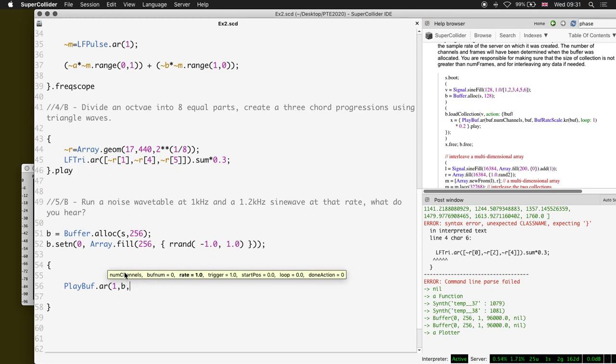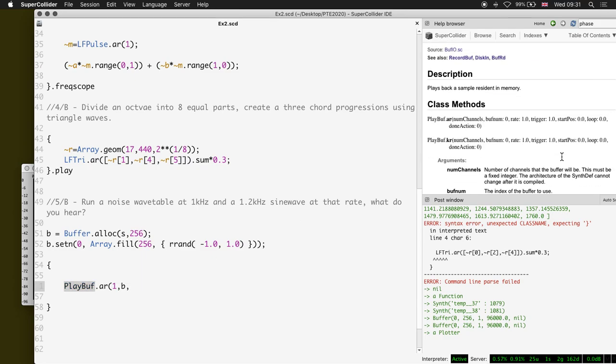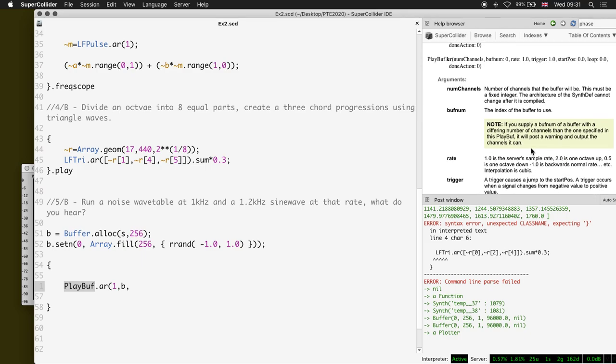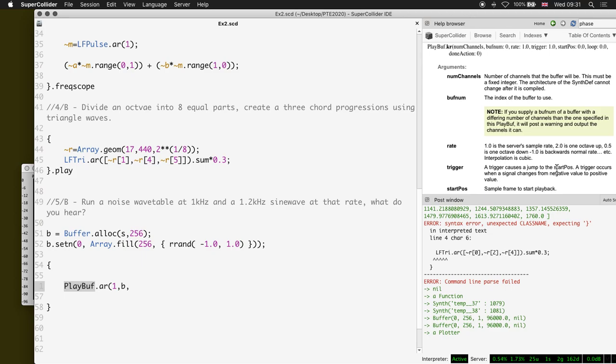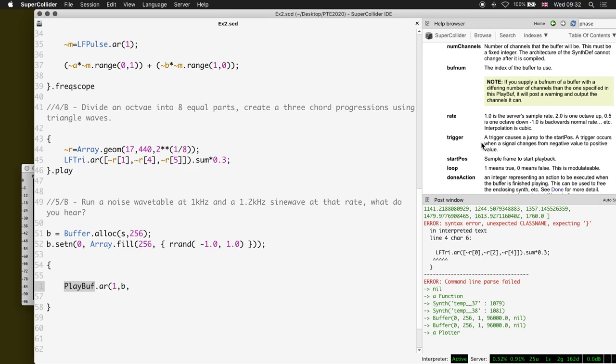So I'm interested how that actually works internally. I'm not quite sure. Let's see what it says about rate. 1 is the server sample rate, 2 is 1 octave up. Okay, so what I suspect then is that if the rate is 1, it will play every sample from the buffer as a single sample output. So in this case, let's do that to start with.